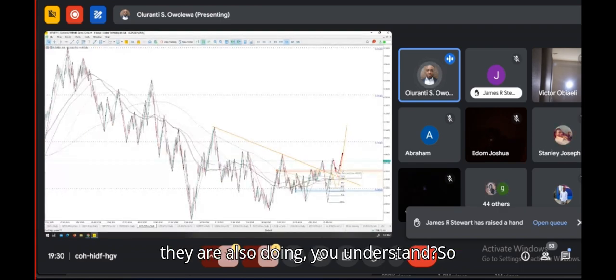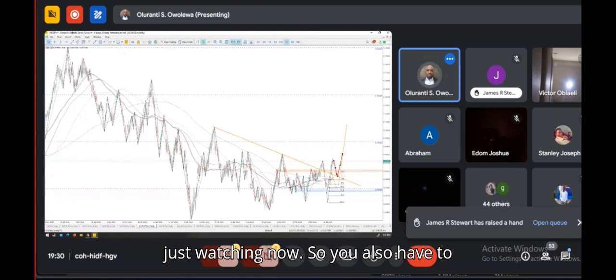You understand? Dollar's weakness against the euro. So that is what we are just watching now. You also have a look at it. I hope you can see the screen. We have this kind of retracement into this level.